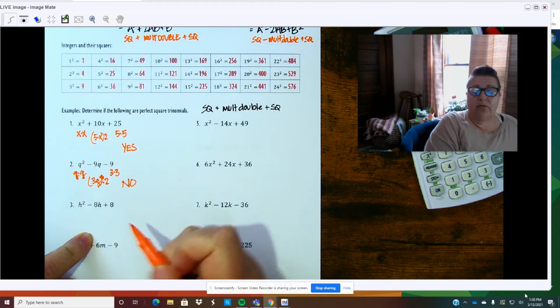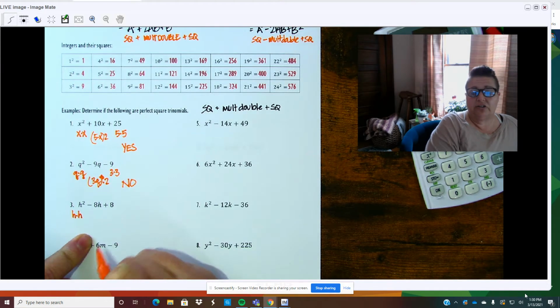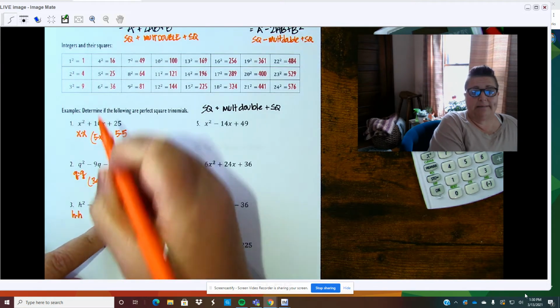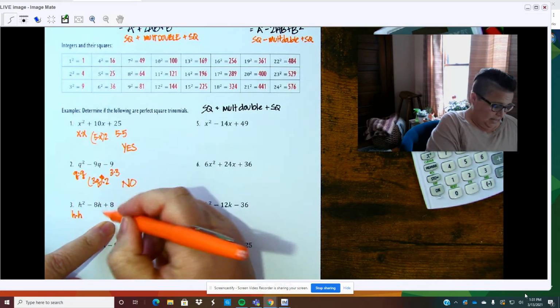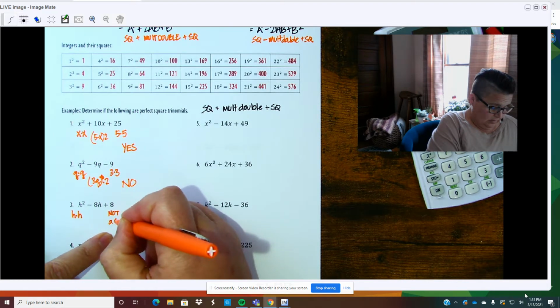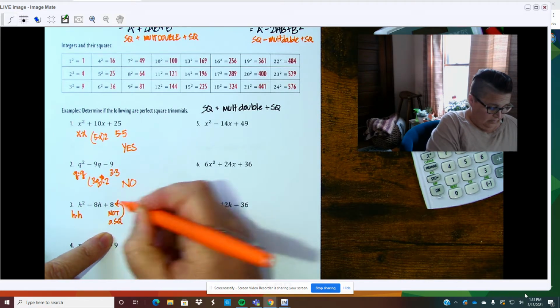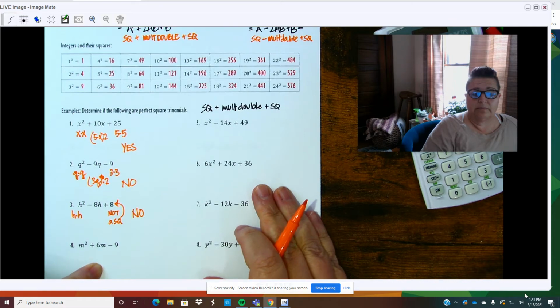Is this a perfect square trinomial? Well, h squared is indeed h times h. But 8, we go from 4 to 9. 8 is not a perfect square. And if that is not a square, then my answer here is no. I cannot apply the square trinomial pattern.